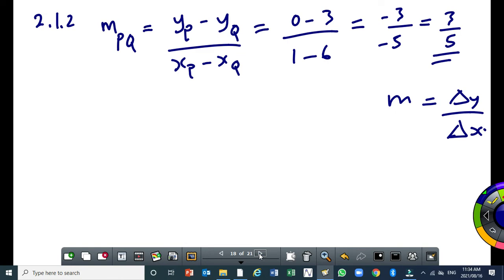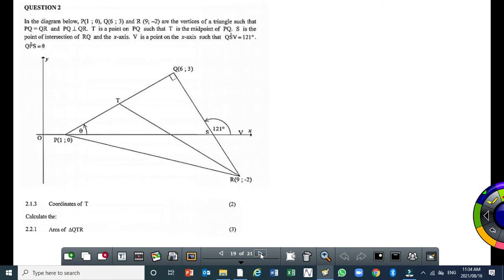Now, the next question, it says the coordinates of T. If you read the question, it says T is a point on PQ such that T is a midpoint. So this point here is a midpoint of line segment PQ. Therefore, I'm going to use the midpoint formula. Since T is a midpoint, I can answer that question as T is my midpoint. How do you know T is the midpoint? Because it's written here.